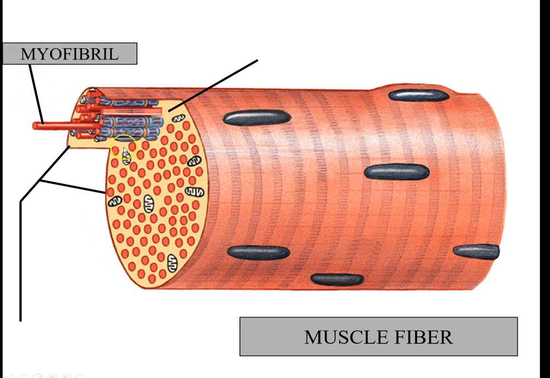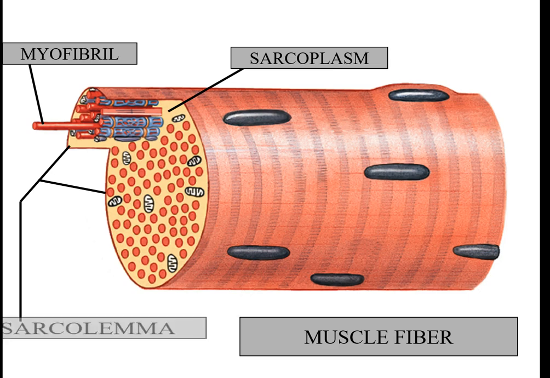This stuff that's in and around, the fluid-ish part of the inside of the cell that's around those, would be called the sarcoplasm, good. And the outer membrane around this muscle fiber would be the sarcolemma. Good. I know some of you were still thinking. Okay.